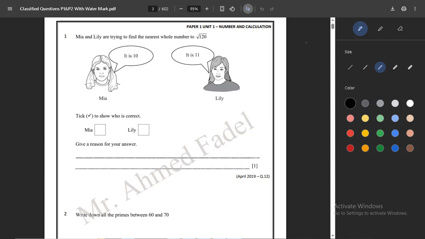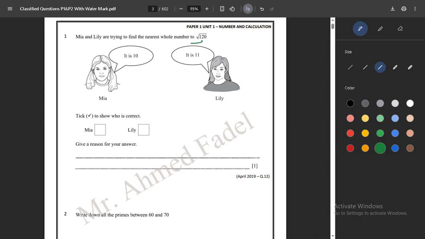The first question here says, Mia and Lily are trying to find the nearest whole number to the square root of 120. So how can I do this? Mia is saying it is 10 and Lily is saying it is 11. This is just another way of saying: estimate the value of the square root of 120 to the nearest integer. Okay, so we agreed to find the value of the square root of 120 to the nearest integer.